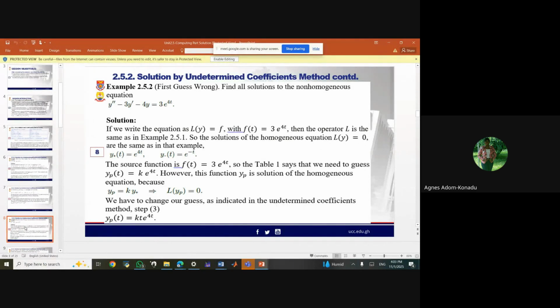So there's another one here. You have y'' minus 3y' minus 4y is equal to 3e^(4t). So this is the homogeneous part that we just did. When you solve, we're going to get e^(4t) and e^(-t). Here is e^(4t). So our guess cannot be k e^(4t) because e^(4t) is a solution to the homogeneous part.